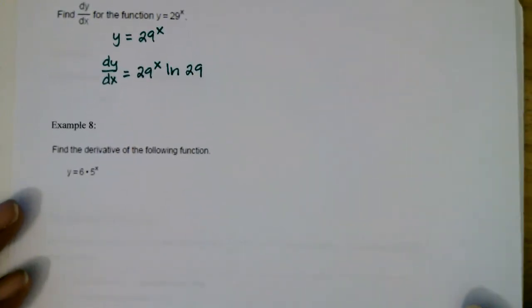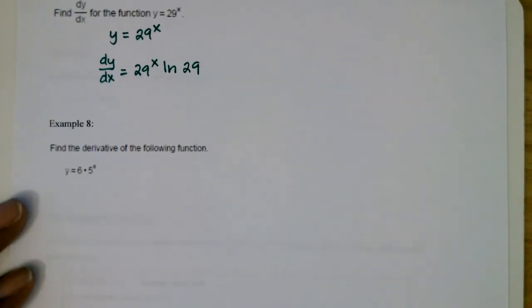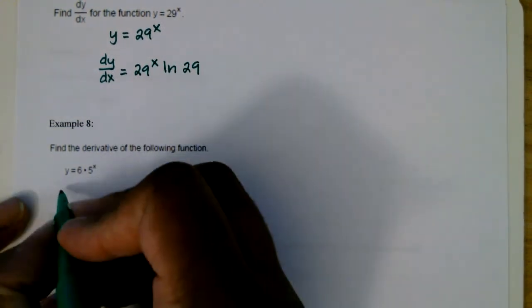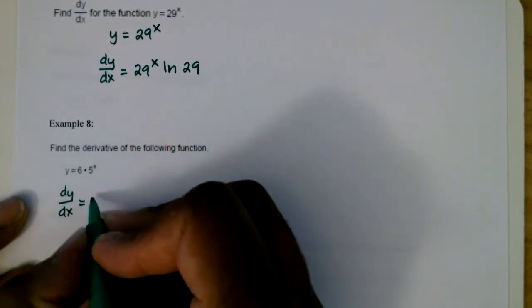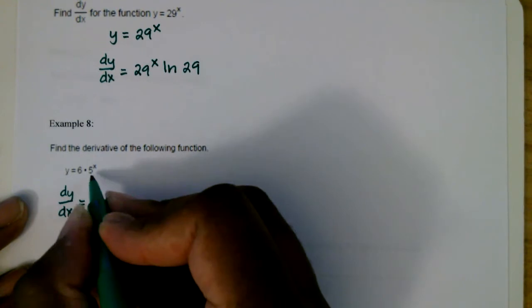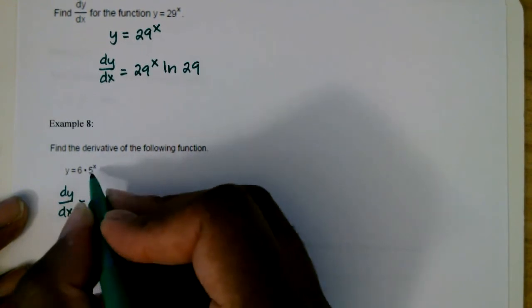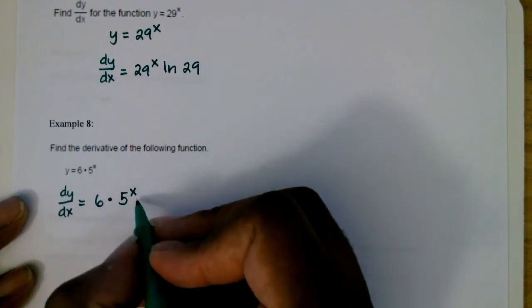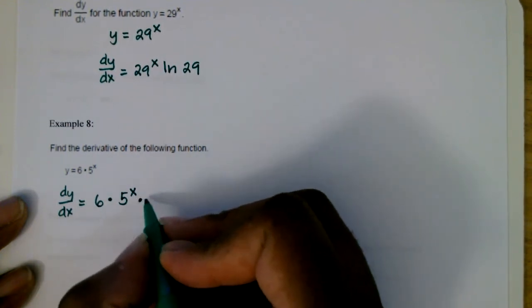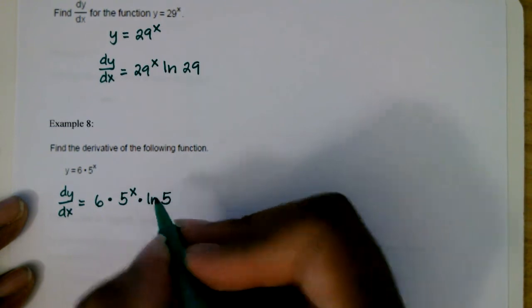Okay. All right, let's look at example 8. Find the derivative of y equals 6 times 5 to the x. So to find dy/dx, that 6 is like a constant. I can bring the constant down and take the derivative of 5 to the x. So here I just copy the base down, which is 5 to the x, and then that's going to be multiplied by ln of the base, which is 5.